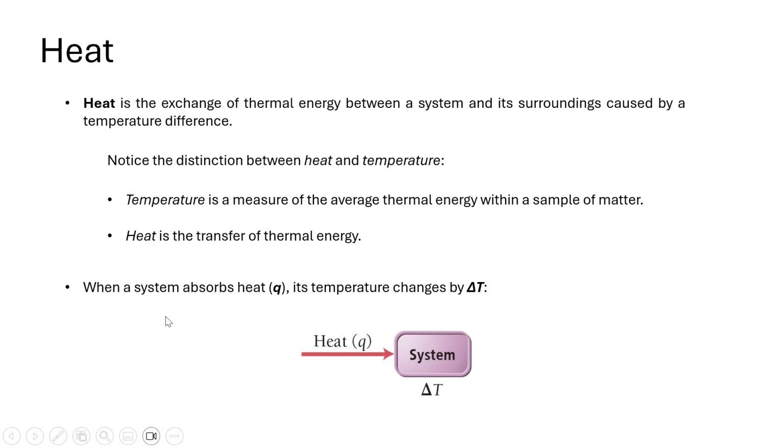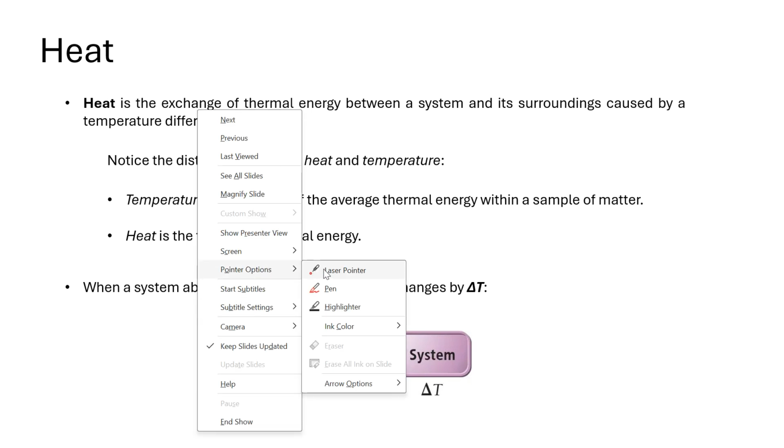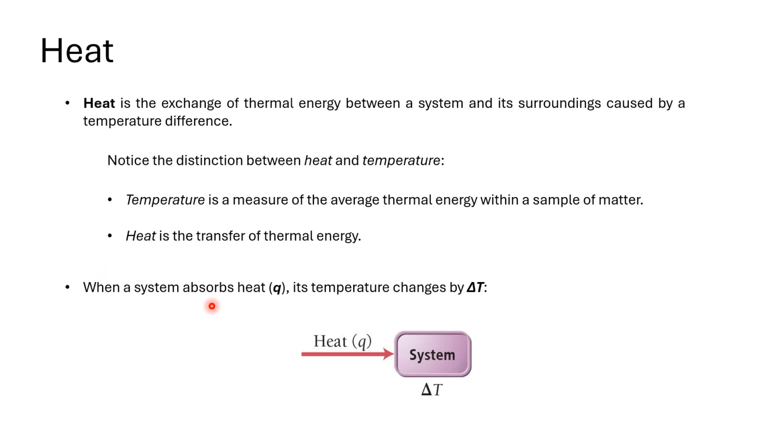So when a system absorbs heat, its temperature changes by delta T, right? Let's say a system, the hot cup of coffee in this case, wouldn't be absorbing heat. It would be releasing heat to my hand that I'm holding the cup of coffee with. The temperature is going to change, right?